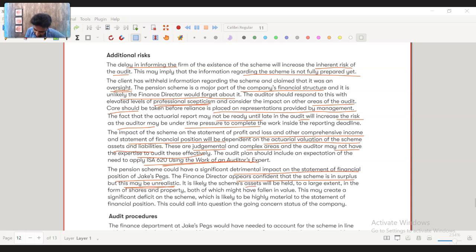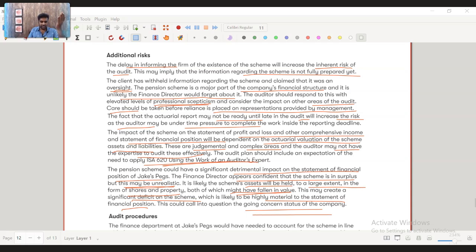It is likely that the scheme assets will be held to a large extent in the form of shares and property, both of which might have fallen in value. So as I told you, the contributions to the benefit made by the employer will be invested in shares and assets, etc., whose value could have fallen. So if the value has fallen, the fund assets value would have gone down, which means the scheme could be in deficit. This may create a significant deficit on the scheme, and that could be highly material to the financial position, which could also question the going concern status of the company.